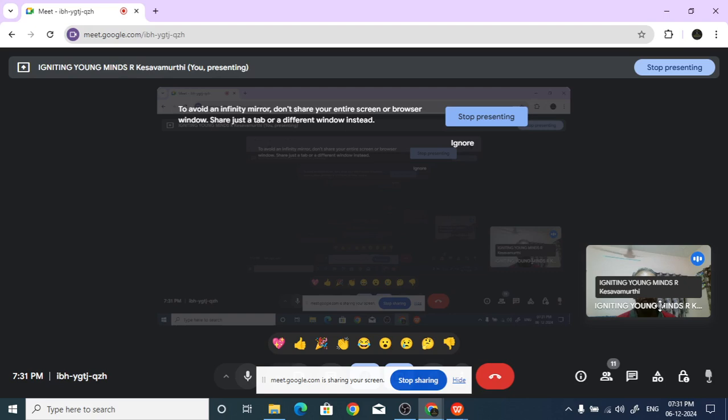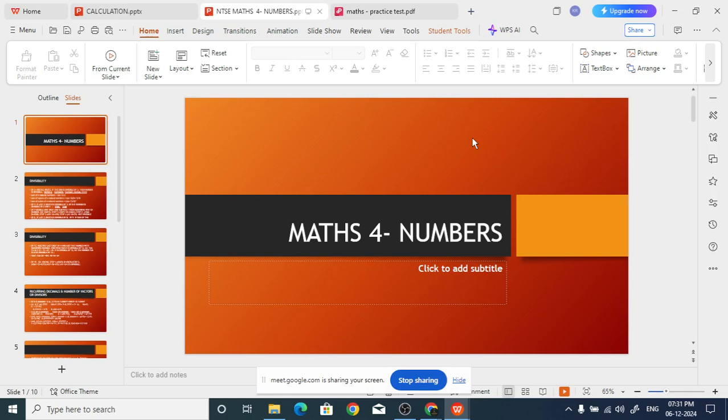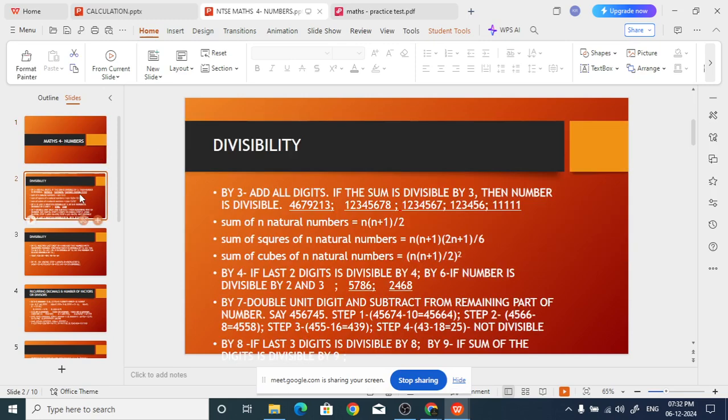Okay, let's go to the question. So today we are going to look at mathematics and particularly a chapter called numbers. Numbers is a very big chapter. We are going to see only a limited portion today. How do we find whether a number is divisible by 3 or not? So we are going to look at divisibility concepts.